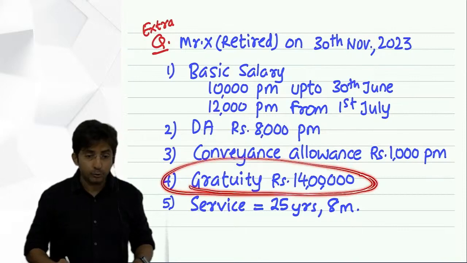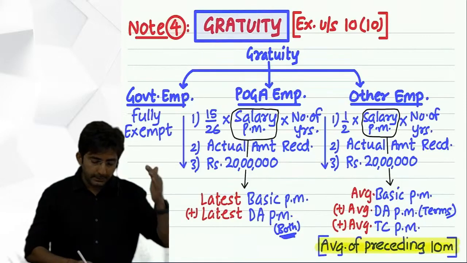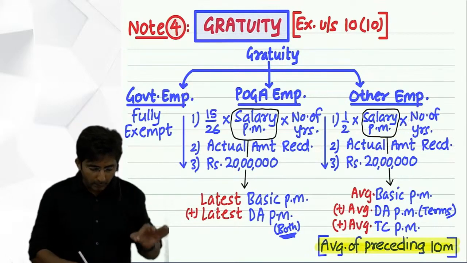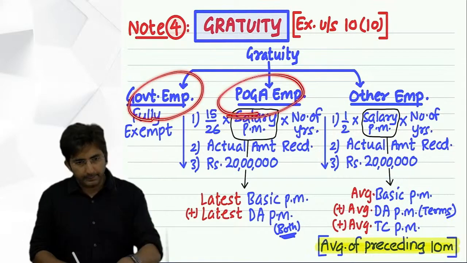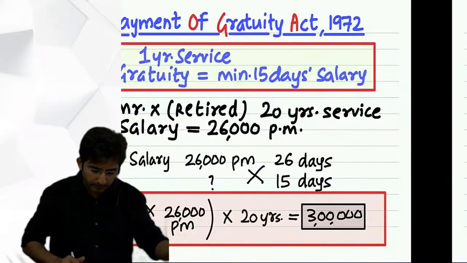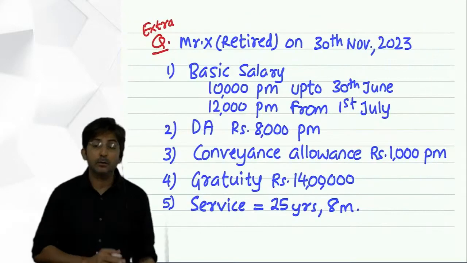Okay, now in gratuity, first what you will check, look: whether he is a government employee, a POGA employee, or other employee. If government employee, they will write. If POGA employee also, they will write. Nothing is given means other employee. So check in our question. Have they written anything? No. Nothing is given means he is a case of other employee.